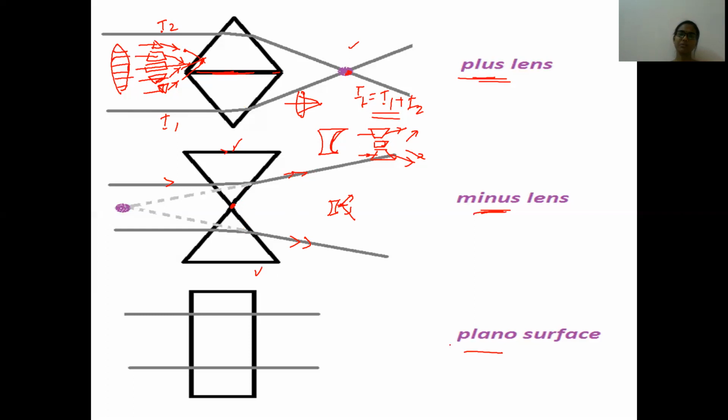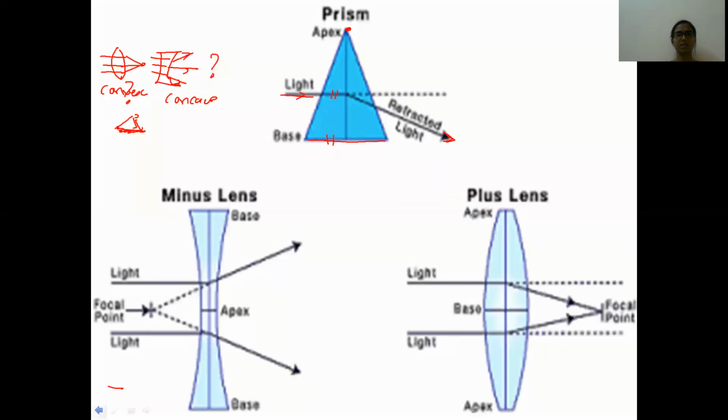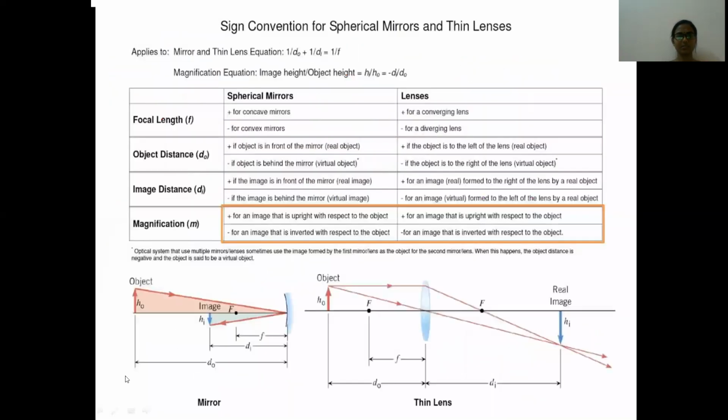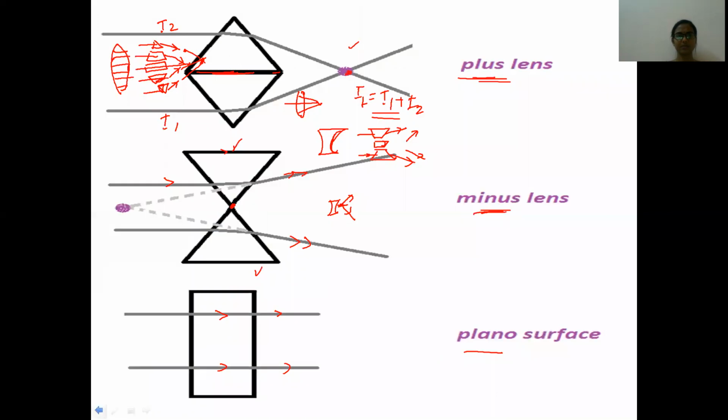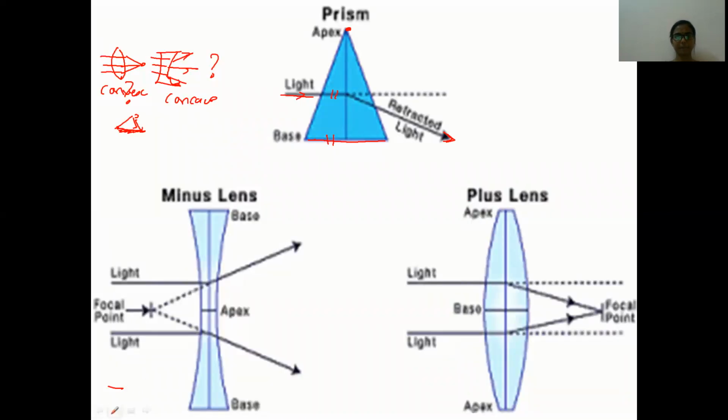And what is plane? In case of a plane surface, the rays will go like this. They are not going to bend. They will pass as it is. Okay, this is why the lenses, you can now observe the lenses clearly, concave and convex lenses. This is a concave lens. Yeah, this is concave.